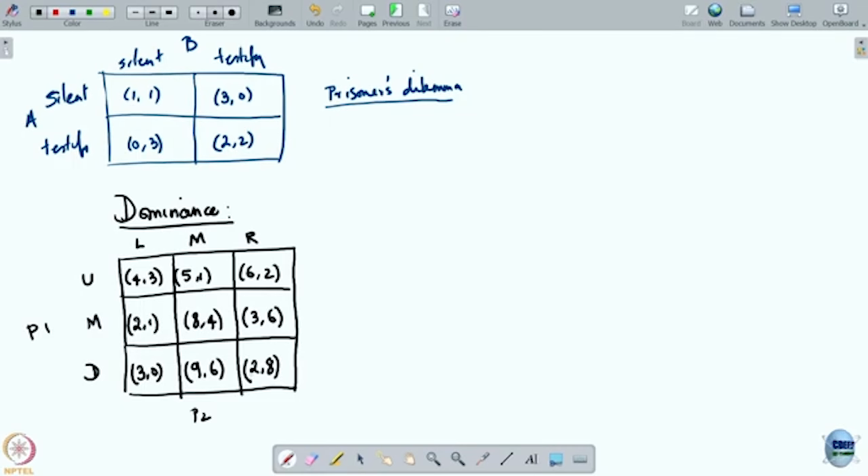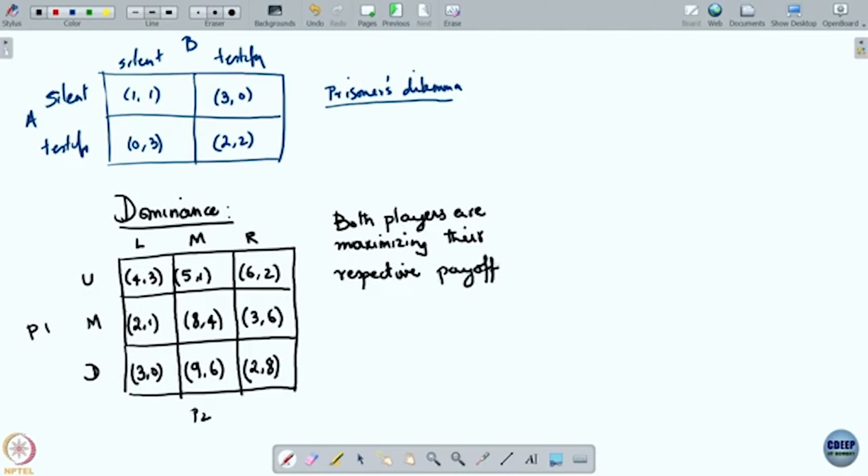Okay. And we'll make the assumption here that both players are maximizing the number in their own payoff. So, each player is basically interested in the maximum number along its own axis. Okay. Now, we want to analyze this particular game.